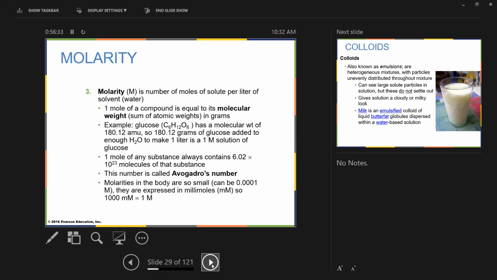Now, the only reason we care about Avogadro's number is because a one molar solution of anything has the exact same number of particles inside of it. One molar solution of salt, a one molar solution of glucose, a one molar solution of sucrose, table sugar, is going to have the same number of solute particles. And so the pressure to move something across a membrane, one molar to one molar is identical. So, enough of that.